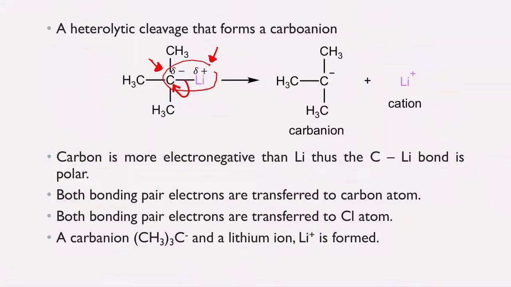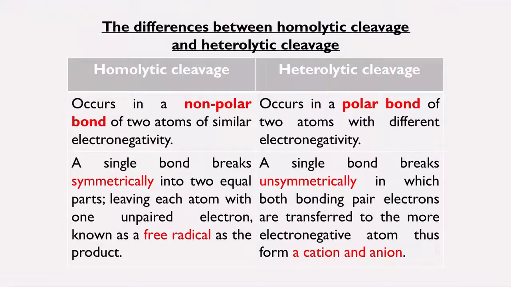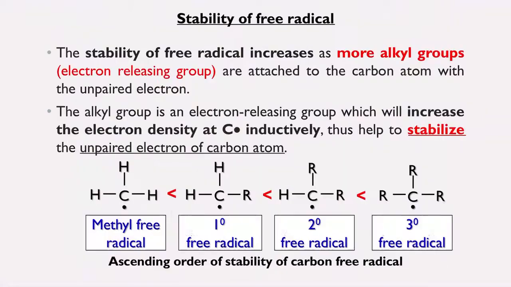So macam tu awak punya curly arrow. Alright. So maksudnya both the bonding pair electrons is accepted by this carbon. So that's why your carbon here now is a carbanion. It has a negative charge at this carbon. Alright. And lithium will be a lithium cation lah, lithium ion. Alright. Tu je. So this is basically the summary between the difference between homolytic and heterolytic cleavage.